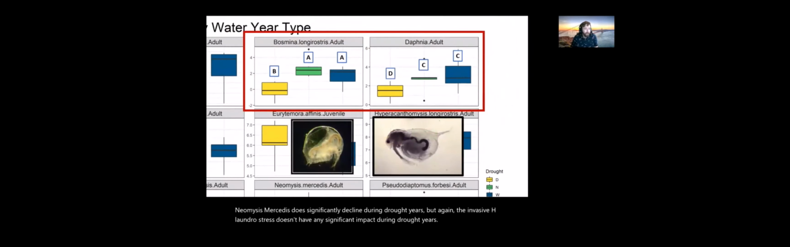Looking back at the mysids, we see a similar pattern to Suisun Bay, where the native Neomysis mercedes does significantly decline during drought years, but again, the invasive H. longirostris doesn't have any significant impact during drought years. And then again, we can look at the Cladocera, and they also have the same relationship as they did in Suisun Bay, with both of the Cladoceran species taking a significant hit during drought years and seeing significant declines.